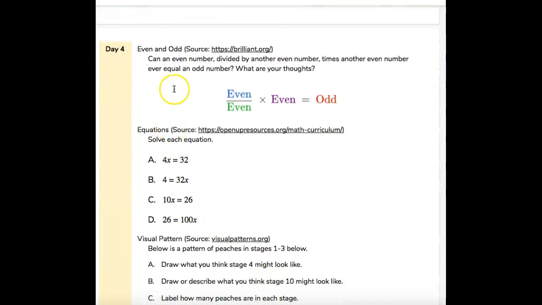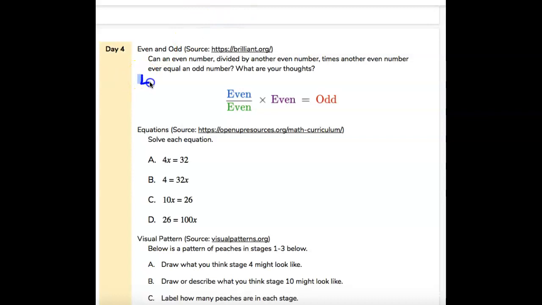Okay, even and odd. Can an even number divided by another even number times another even number ever equal an odd number? What are your thoughts? Well, the way to do this is just do several examples. I would just do 4 or 5 examples and see if you get the pattern of all even or some odd, whatever you get. So I'll give you an example of how to do this.